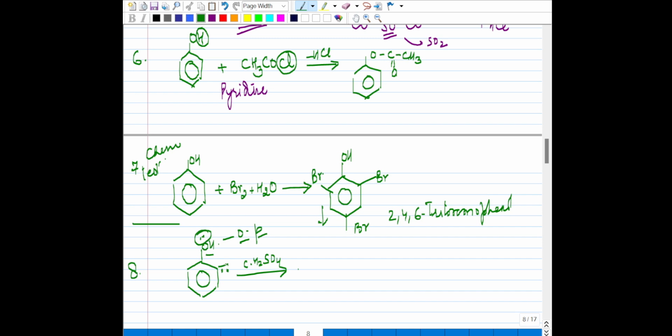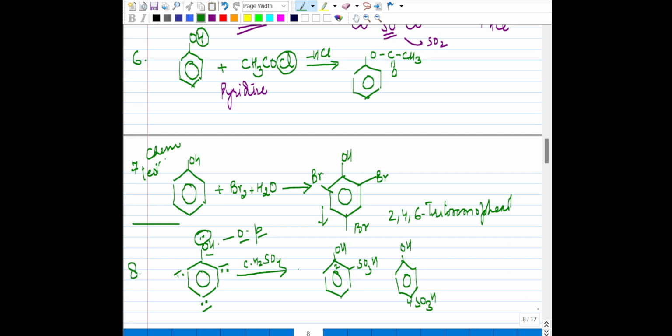There will be electron available on the ortho position, or it will be available on the para position. So if we have taken concentrated sulfuric acid, then there will be two products. You will get an ortho product and a para product. So you'll get OH with SO3H on the ortho position, and SO3H on the para position. So you get benzene sulfonic acid, with hydroxy on the second position or hydroxy on the fourth position.